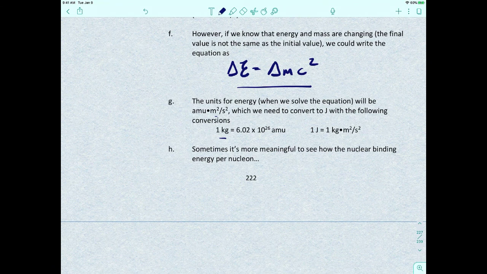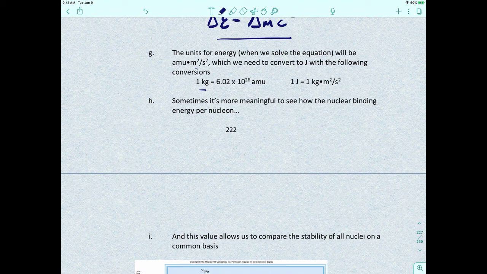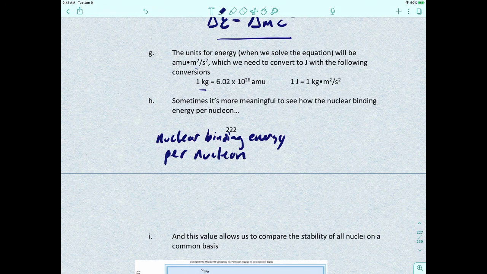Now, that being said, it's more meaningful to see the nuclear binding energy per nucleon. So the way that we can calculate that, if we want to know the nuclear binding energy per nucleon, is to take the nuclear binding energy and divide it by the number of nucleons.